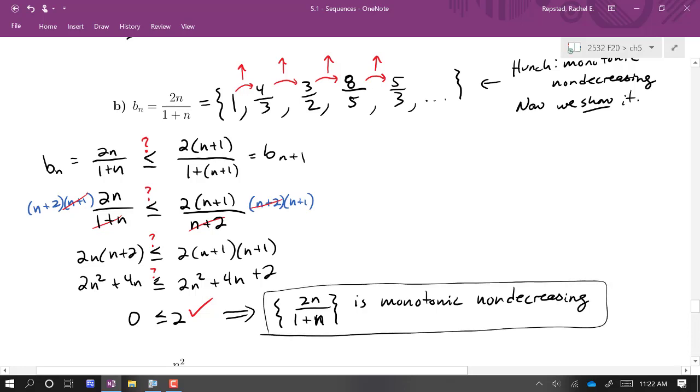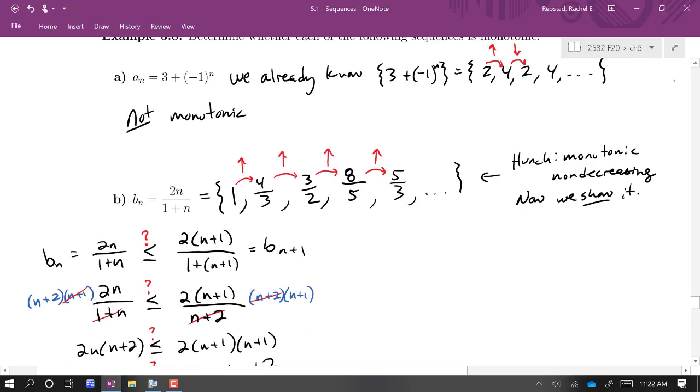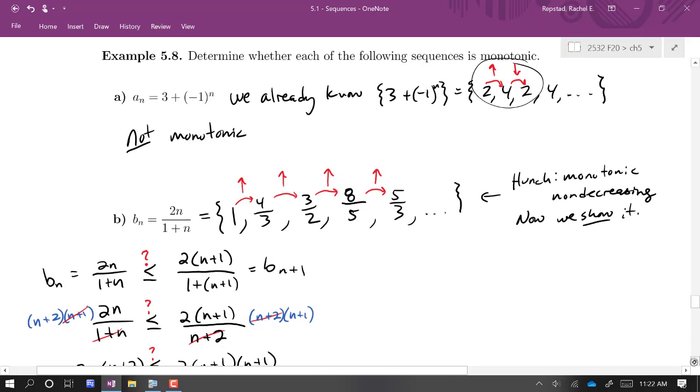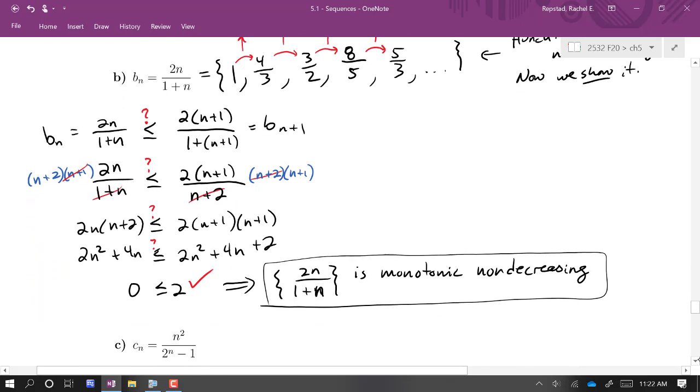So it's definitely more work to show that something is monotonic than not. If it's not monotonic, you just have to show at least one spot, right, where it violates that. We saw here we had an increase and then a decrease, and so that was enough. If it is monotonic, there's more work to do to actually show that.